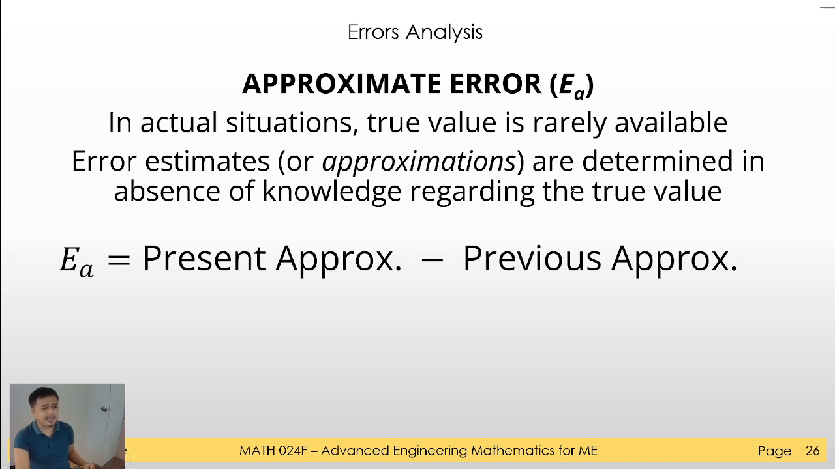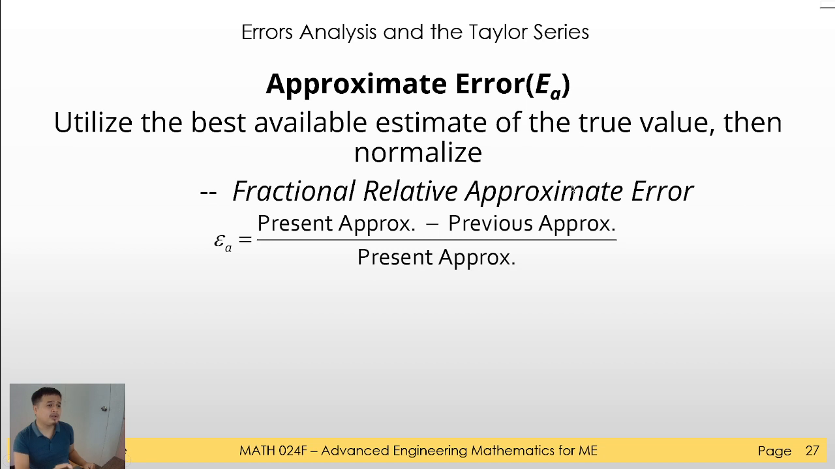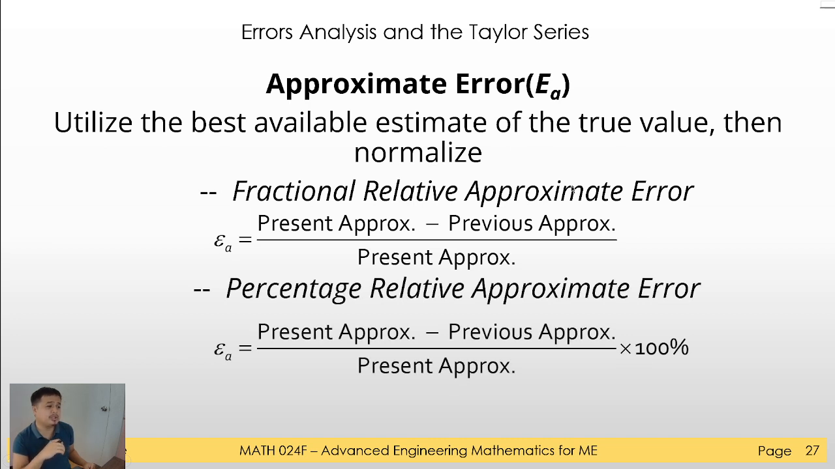Okay, so E sub A is equal to the present approximation minus the previous approximation. We could also normalize this approximate error using the fractional relative approximate error and the percentage. We will usually use the percentage relative approximate error, so just multiply by 100%. What is the denominator here? Always remember, guys, the denominator should be the present approximation. For the true error, the denominator is the true value. In here, with regards to the relative approximate error, the denominator should be the present approximation.